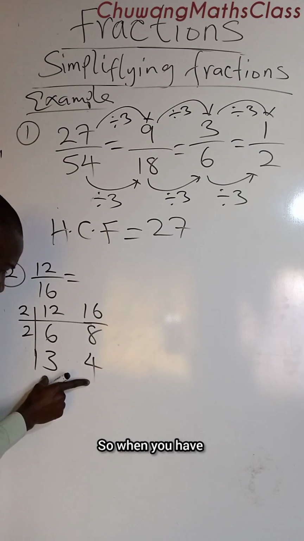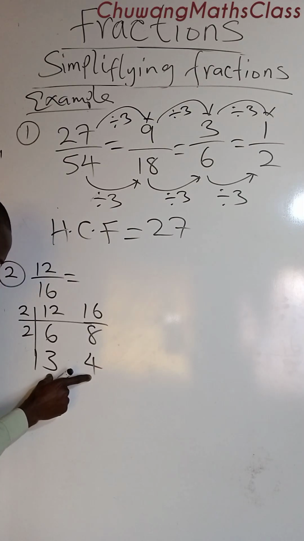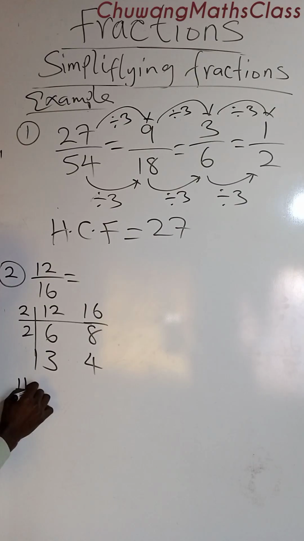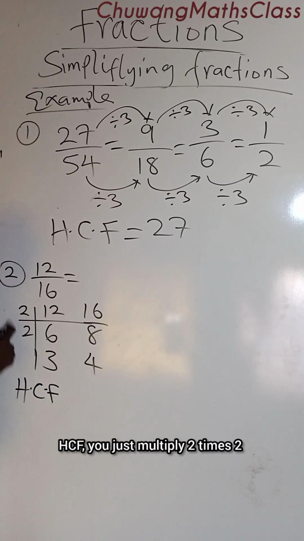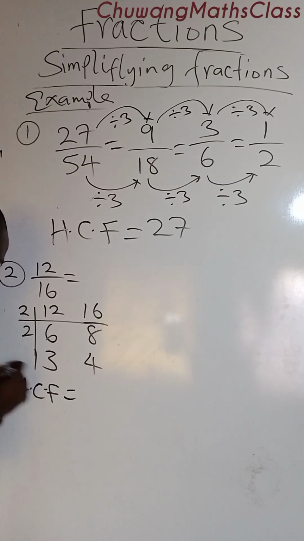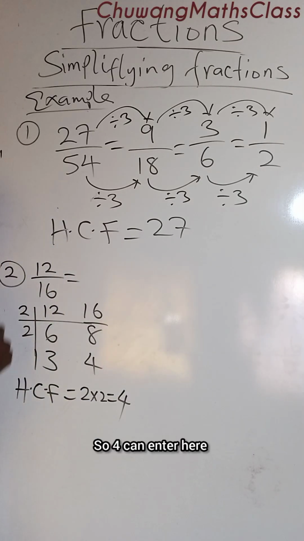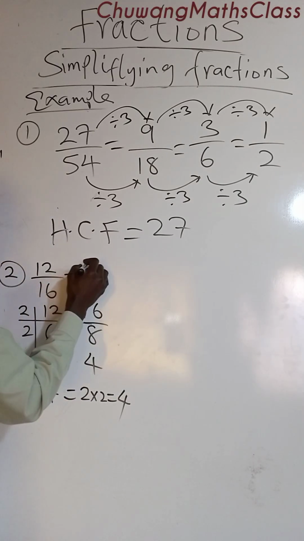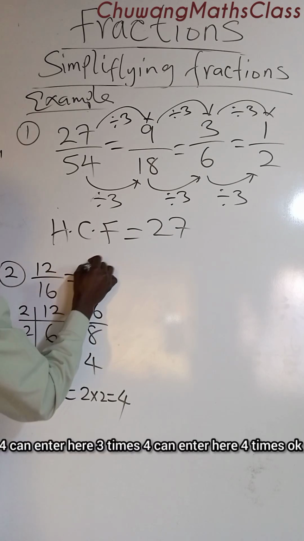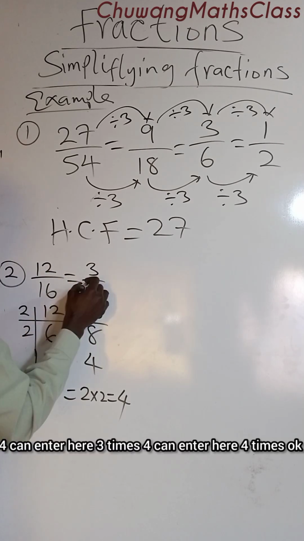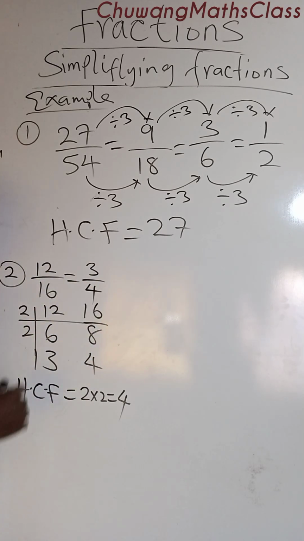So when you reach a point like this, then your HCF, you just multiply 2 times 2. So 2 times 2 will give you 4. Okay, so 4 can enter here 3 times. 4 can enter here 4 times. Okay, and that is it.